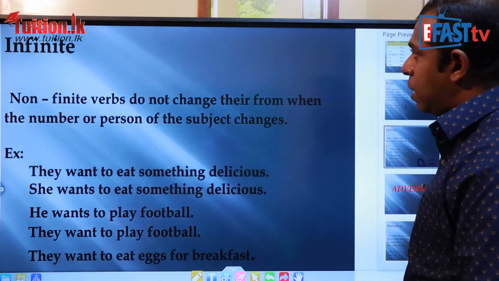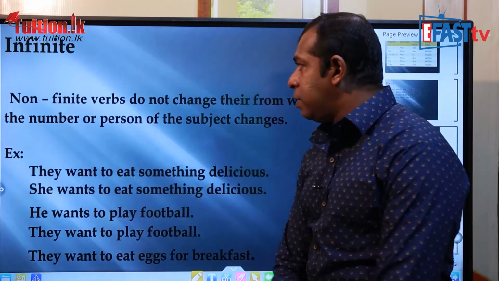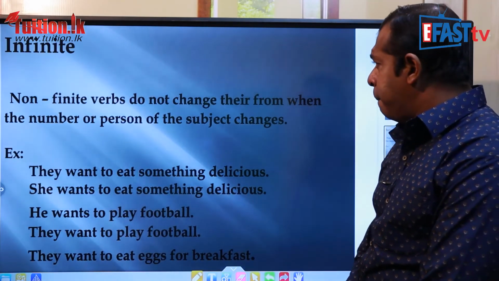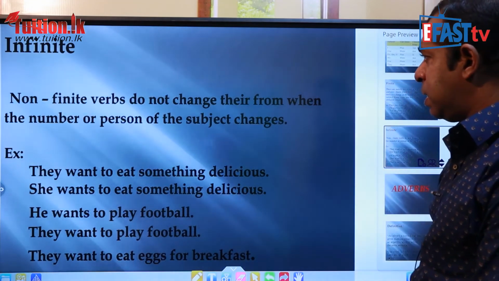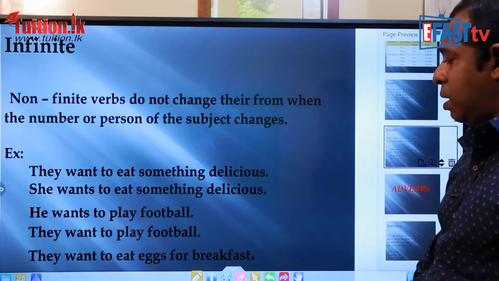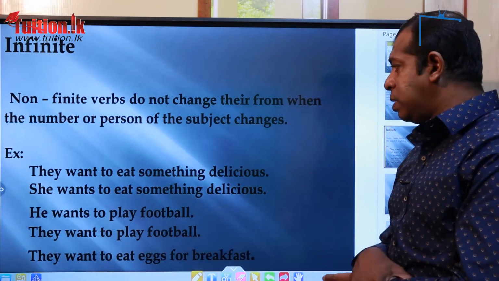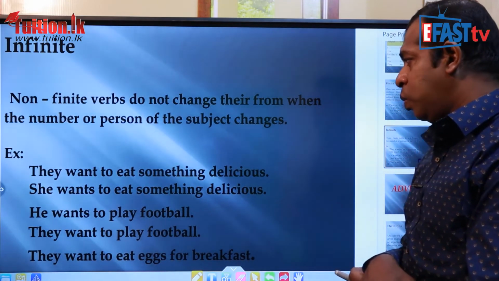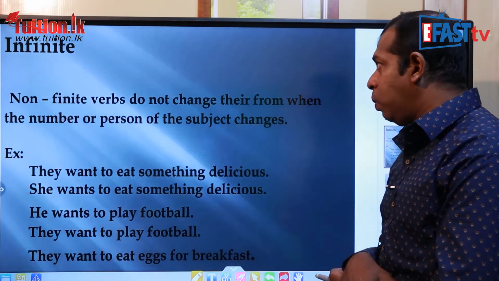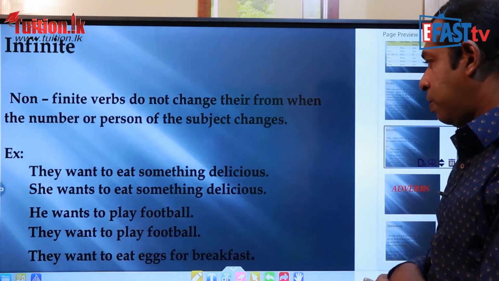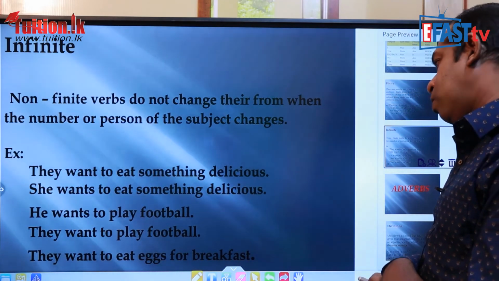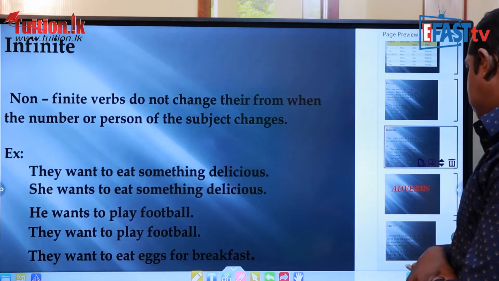Next one is non-finite. Non-finite verbs do not change when the number or person of the subject changes. Example: they want to eat something delicious. She wants to eat something delicious. He wants to play football. They want to play football. They want to eat eggs for breakfast.